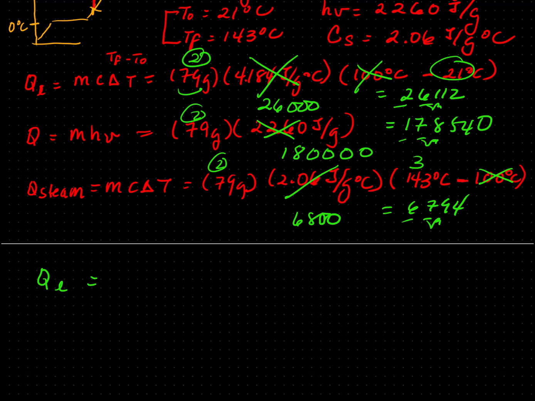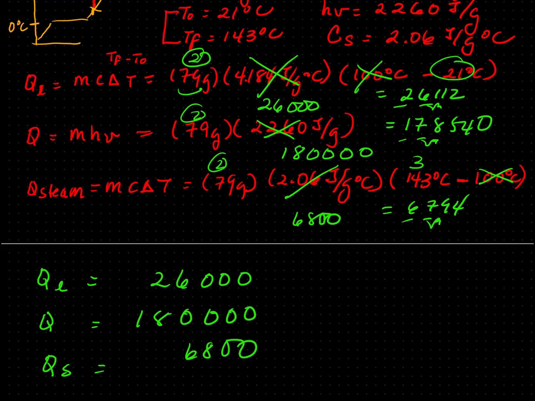So Q of the liquid with sig figs was 26,000. Q of the vaporization was equal to 180,000. Q of the steam was equal to 6800. If you notice, these will all be positive because we are increasing the temperature. So this is an endothermic process, as I stated in the previous problem. So you could double check if your sign is correct, because if you do the T final minus T initial correctly, the correct sign will come out. Here it came out positive, and we know it's an endothermic process. Why? The temperature increased. So it has to absorb energy to become a gas.